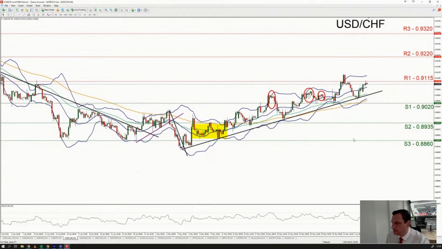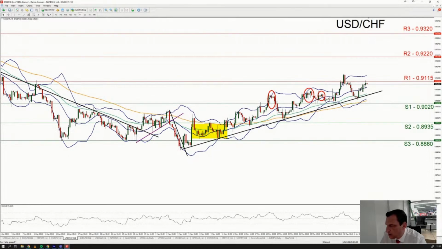On the other hand, we may see that the pair seems to be finding some difficulty in actually breaking the R1. It was interesting how it hit the ceiling during today's European session at that level, even if that's temporary. Nevertheless, should the price action remain below the R1, or if you prefer just below the R1, then we would be tempted to switch our bullish outlook in favor of a sideways motion.